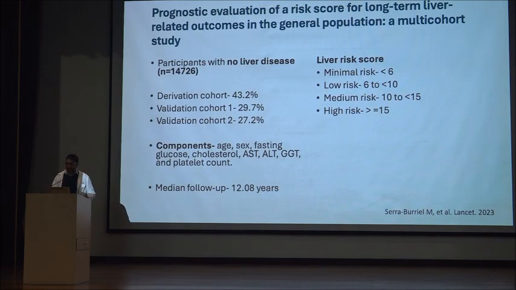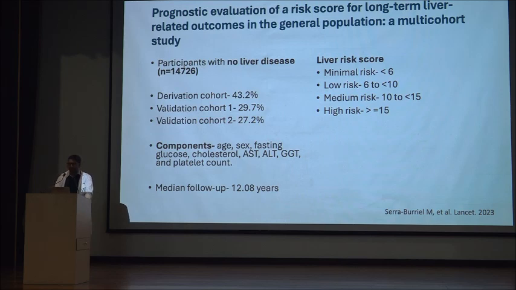So in this multi-center study done in Europe, they assessed the prognostic evaluation of a risk score for long-term liver-related outcomes in the general population. So at the beginning, none of these patients had any liver disease. Of a total of 14,726 patients, the derivation cohort comprised 43% of the patients, and there were 2 validation cohorts.